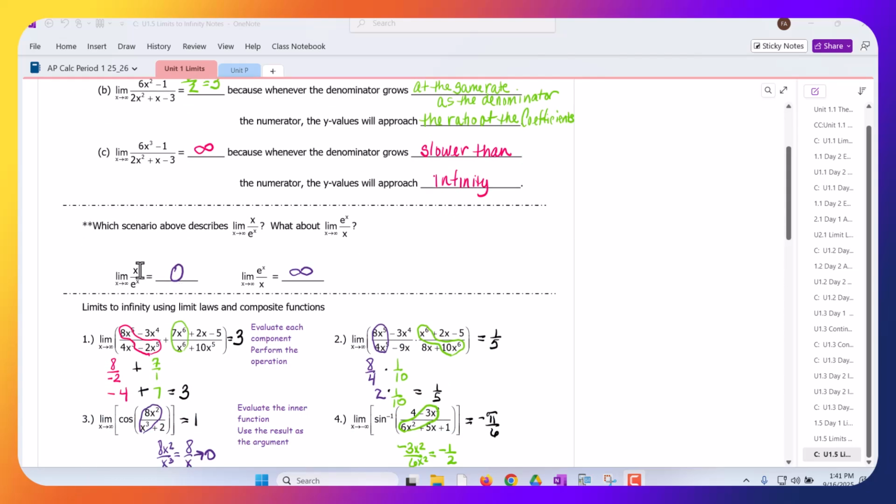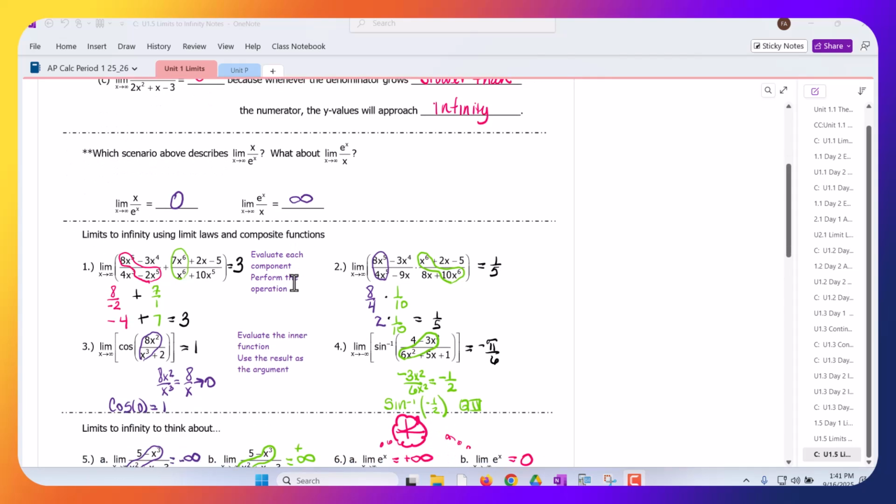So here we have linear over exponential. Clearly the denominator grows faster. So here is our 0. We flip it. So now our numerator is growing faster than our denominator. That limit is infinity. All right, well, now we're looking at composite functions.